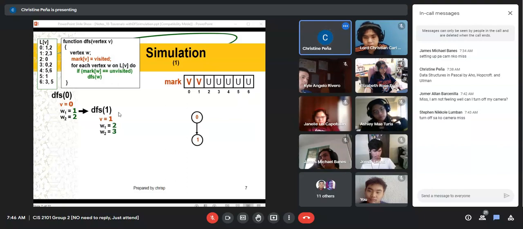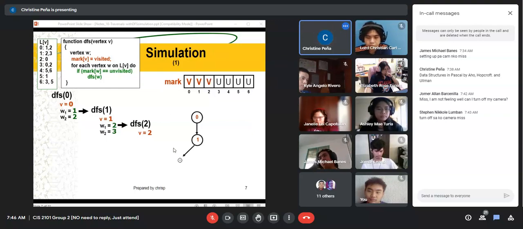Okay, so the two vertices adjacent to 1 are 2 and 3. And then again, the first one, mark 2. So for the first one, 2 is unvisited, which is true. So you call the DFS again. And this time, the second call hasn't finished, and the first call also hasn't finished. So this is the third call. You have DFS of 2, and then mark 2 visited. So you have visited there.